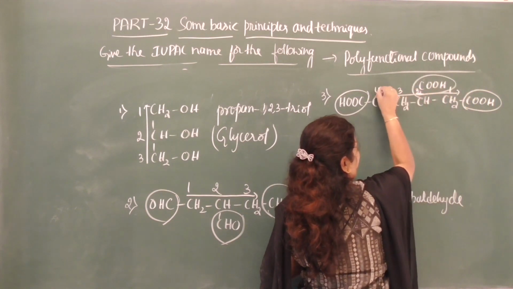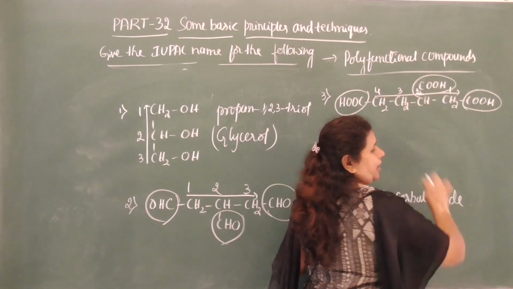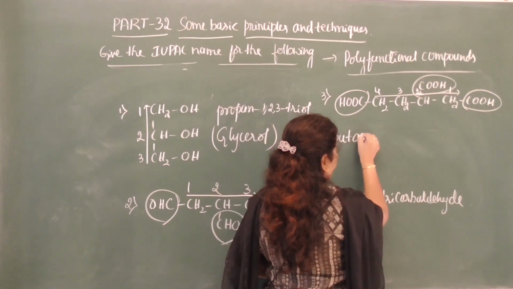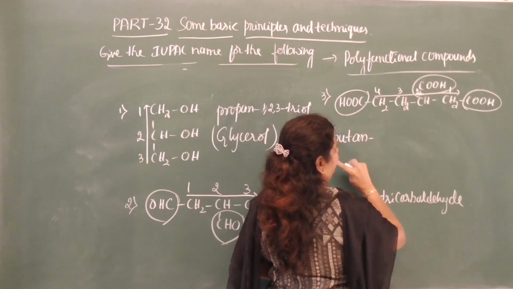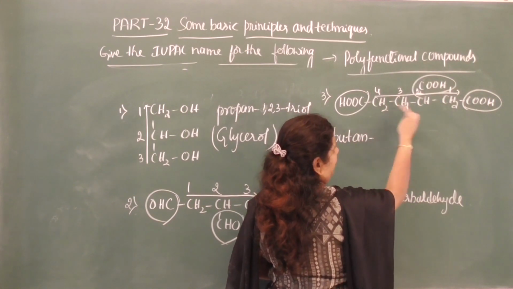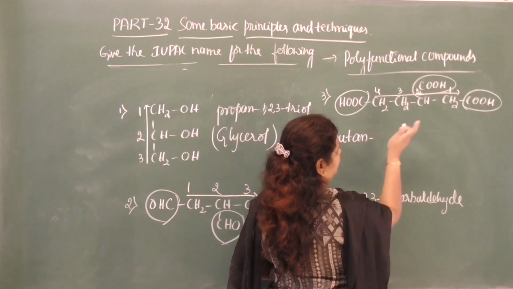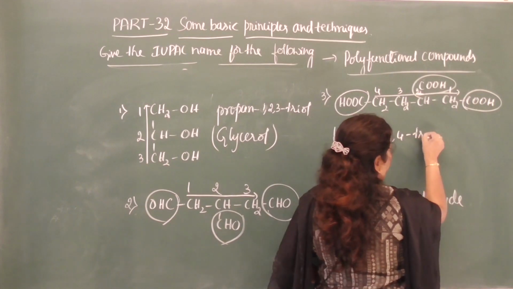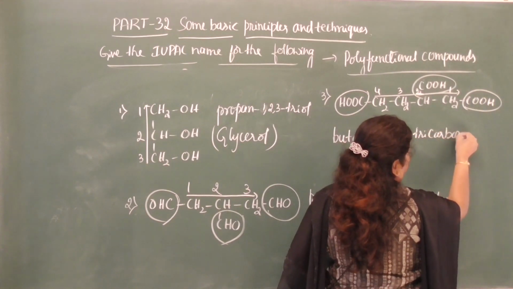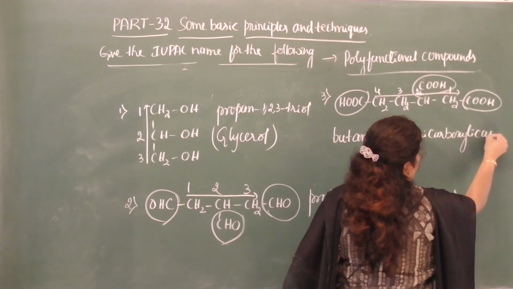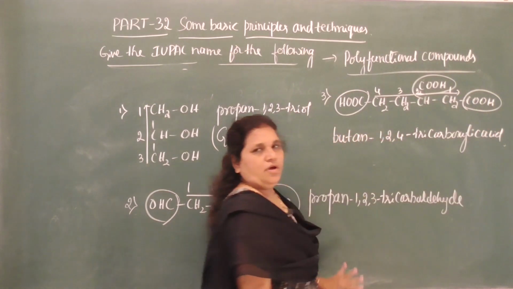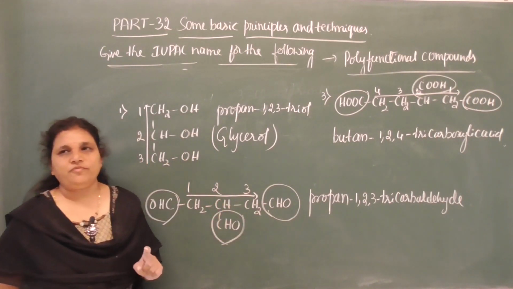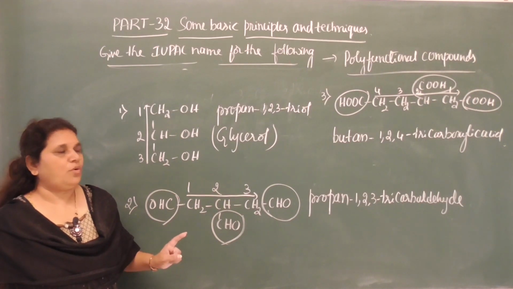1, 2, 3, 4. On first, second and fourth carbon we have the COOH group. Therefore the root word is butane, derivative of butane. What derivative? Carboxylic acid. What is the position of the carboxylic acid? 1, 2, 4. Tricarboxylic acid. Butane 1, 2, 4 tricarboxylic acid is the IUPAC name of the compound which contains 3 COOH groups.